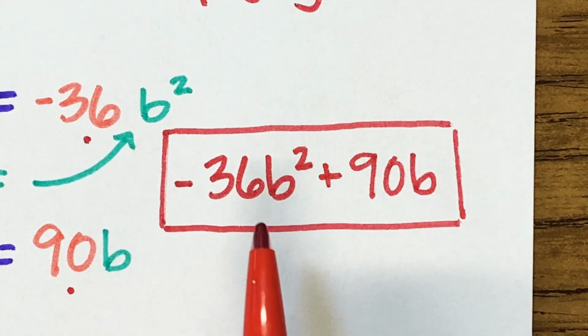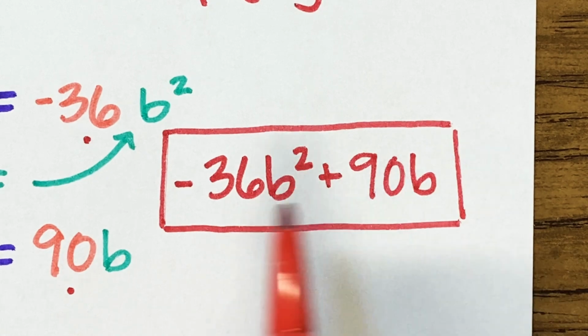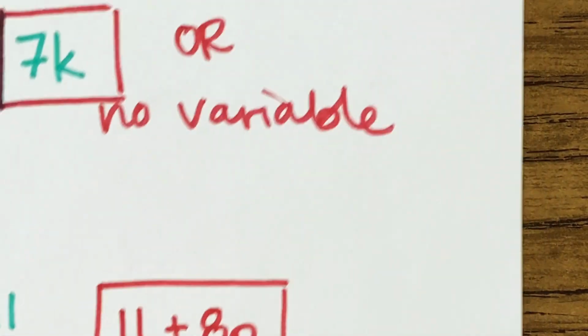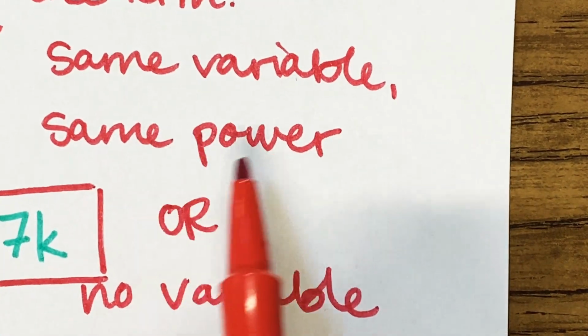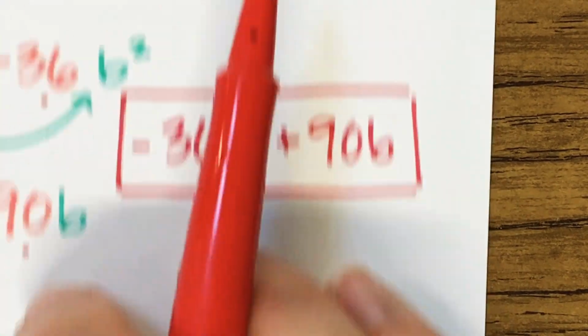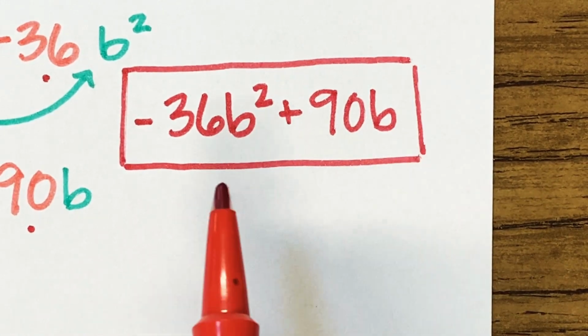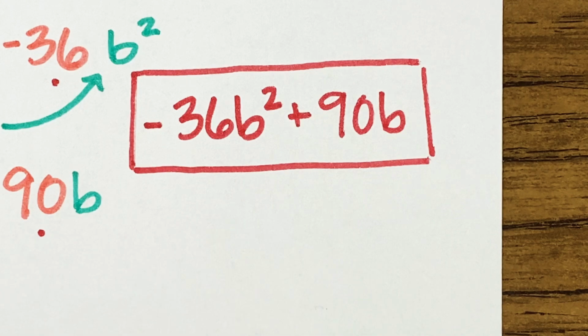And you might say, well, Mrs. Campbell, they both have a b, right? Wouldn't they be like terms because they both have that b? Remember, if they have the same variable, they also have to be to the same power. This b is to the second power, this b is to the first power, so they are not like terms.